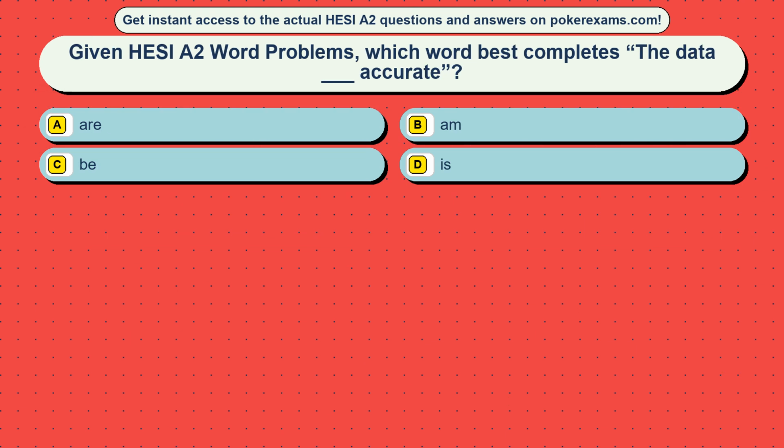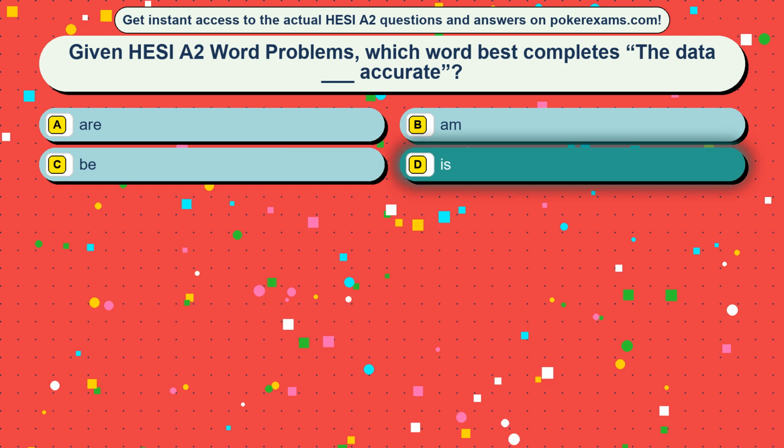Question 38. Given HESI A2 word problems, which word best completes the blank: the data ___ accurate? Option A, are. Option B, them. Option C, be. Option D, is. The correct answer is option D, is.